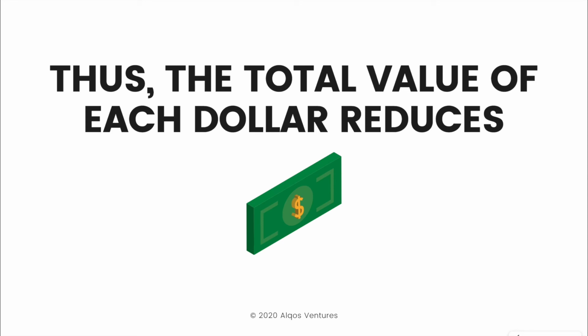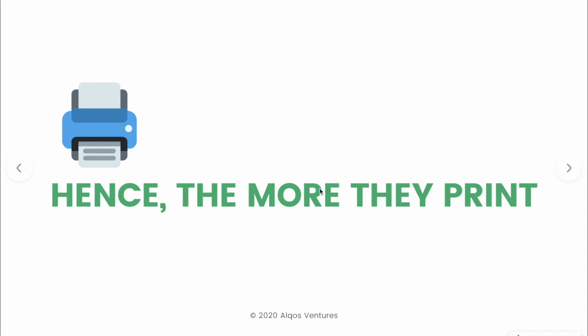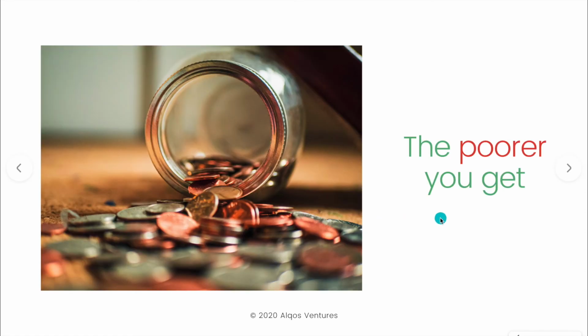Let's take this a step further. Now that you're understanding that the total value of each dollar reduces, you also understand that the more they print, the poorer you get. And that's why you can't print more money to solve the national debt problem.